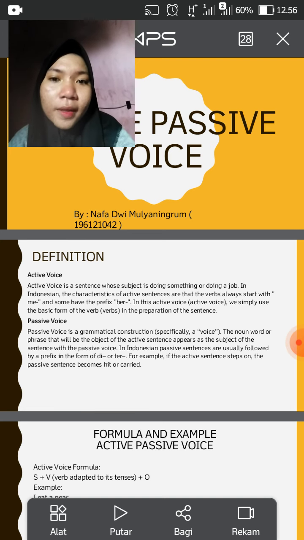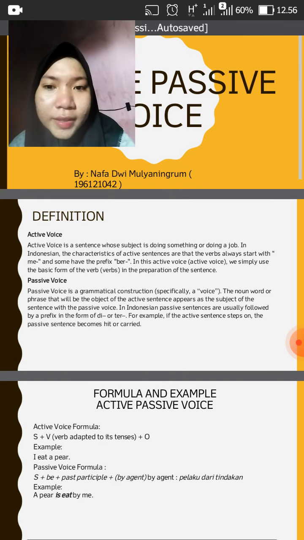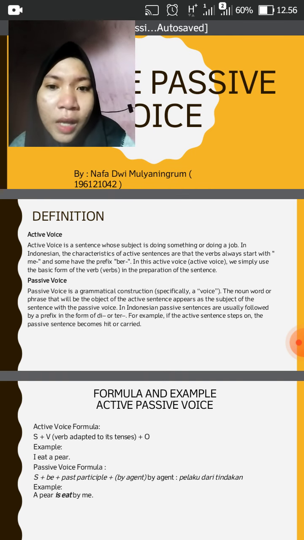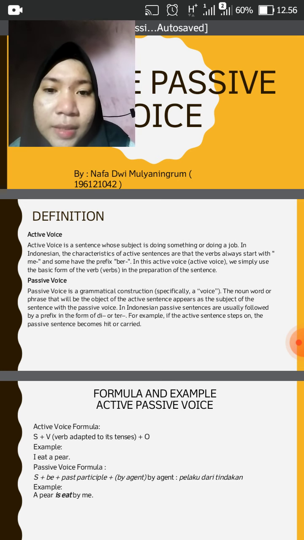I want to explain about active and passive voice. Definition: active voice. Active voice is a sentence whose subject is doing something or doing a job. In Indonesian, the characteristic of active sentences is that the verb always starts with "me" and some have the perfect verb. In this active voice, we simply use the basic form of the verb in the preparation of the sentence.